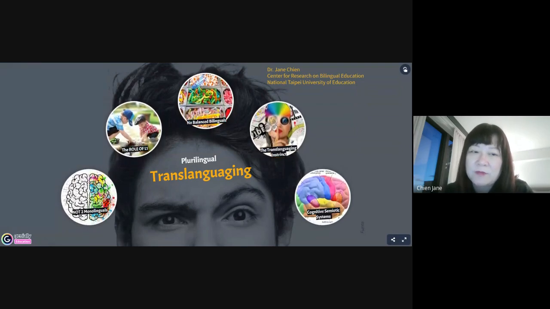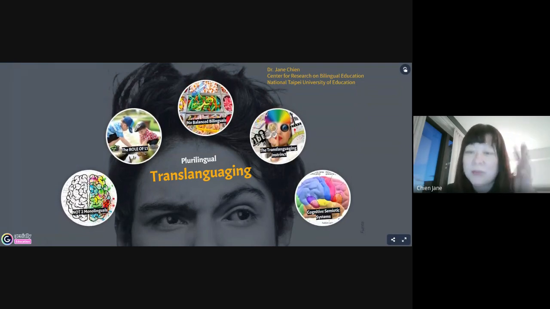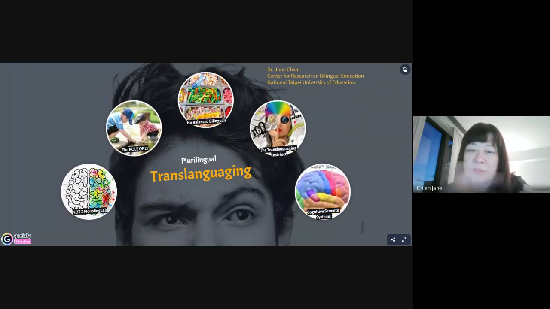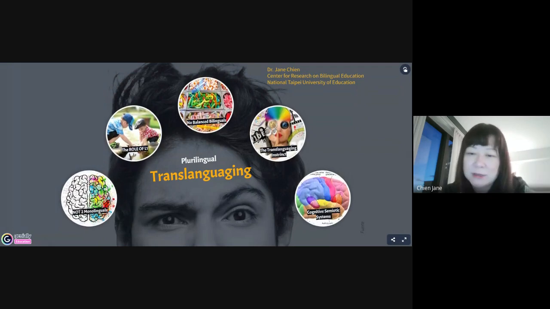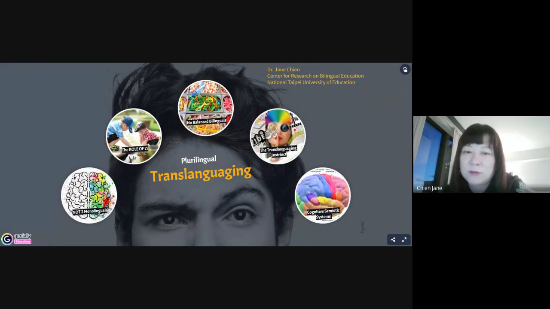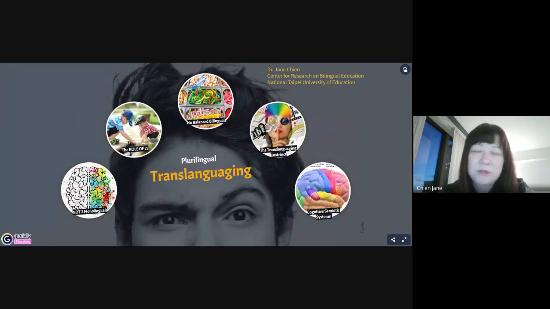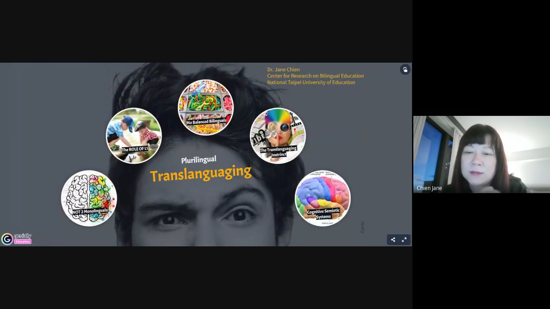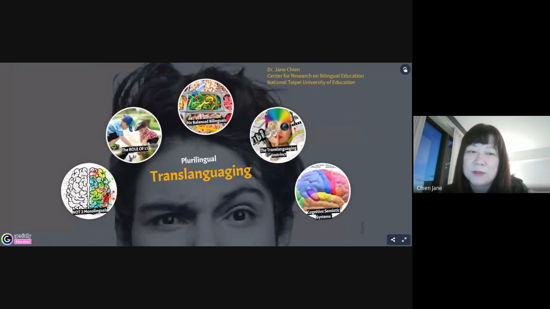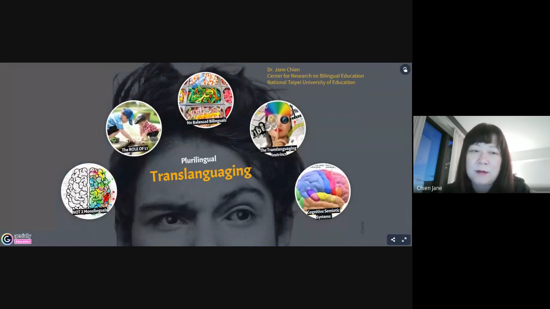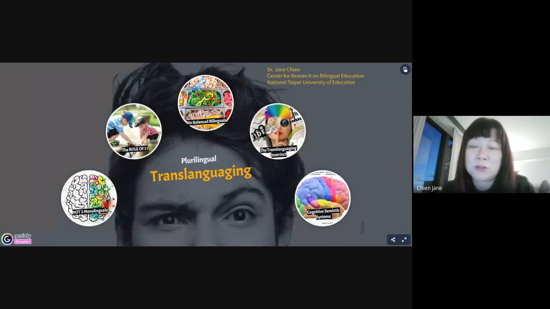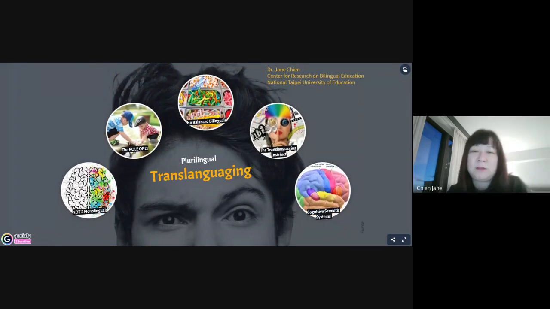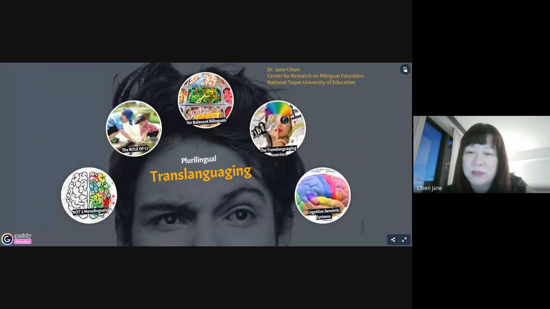So translanguaging views languages as one, but code switching views different languages as separate, so that they're switching to a different language and they're two different things. So this is how different they are. They're basically two different theories. Okay, so it all depends on what you believe in.